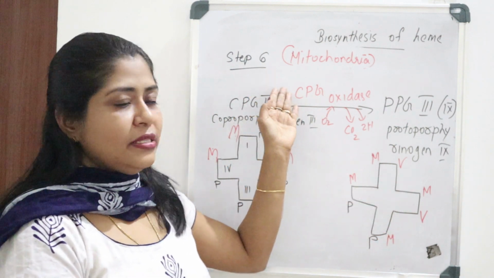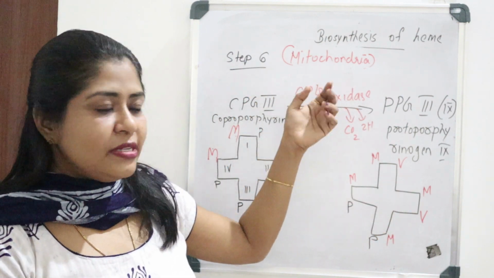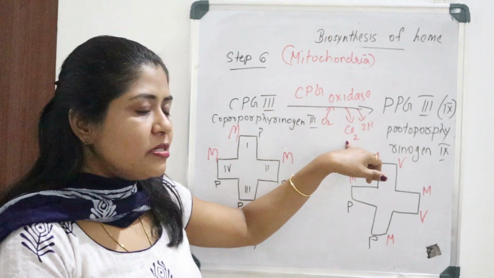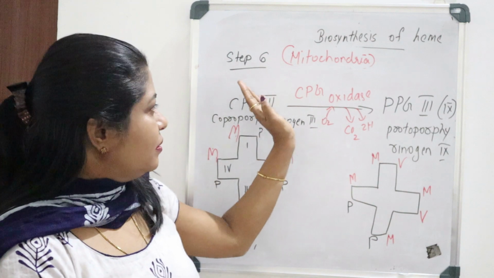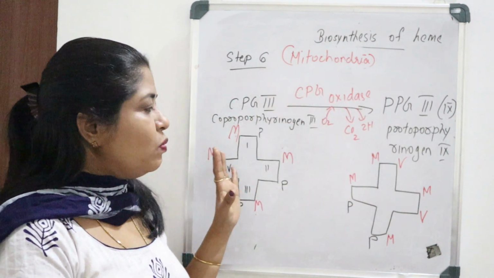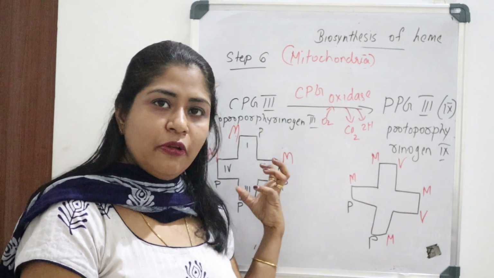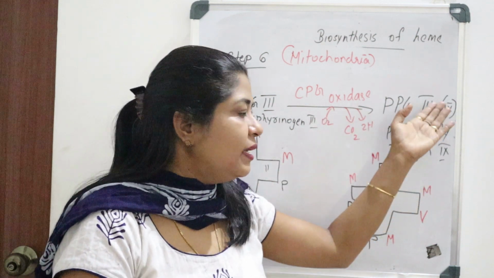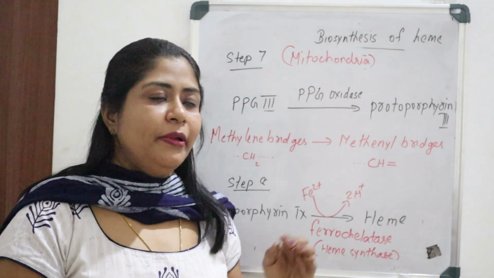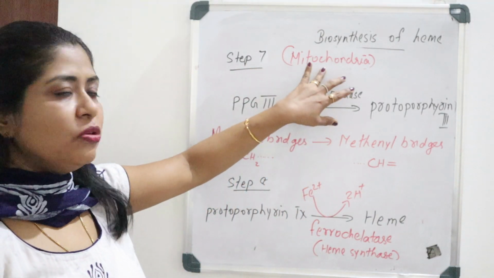And here it is a CPG oxidase. So oxidation is taking place, that is oxygen is added to this and again carbon dioxide is released, and this enzyme catalyzing is CPG oxidase. So that's what occurs in the step of coproporphyrin to protoporphyrin 3, and again 9 we can write protoporphyrin 9. Now coming to the 7th step, that is also occurring in the mitochondria.